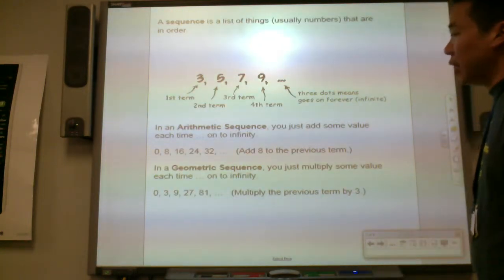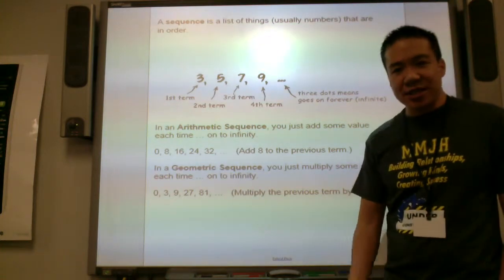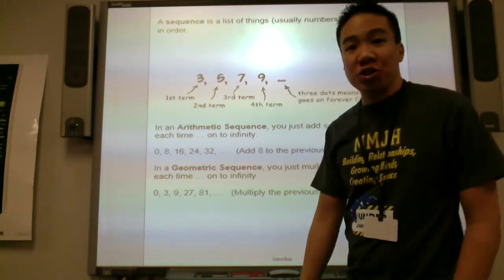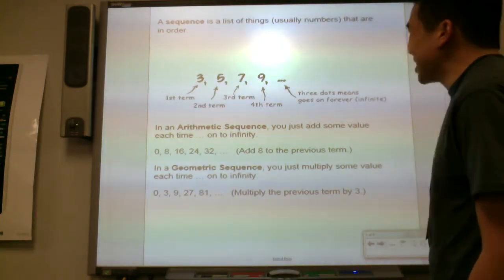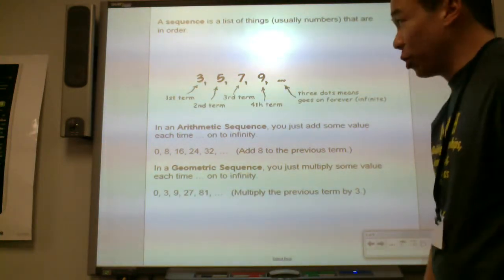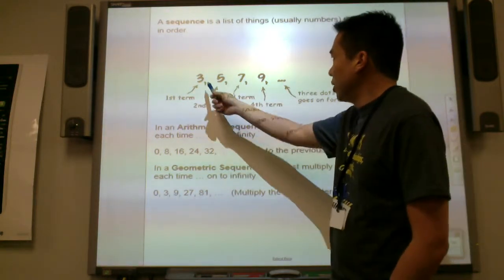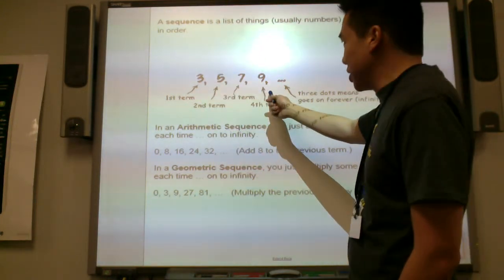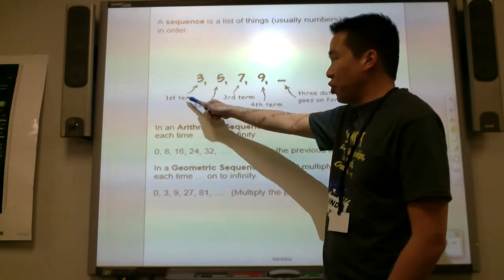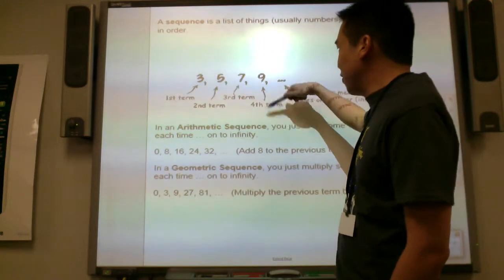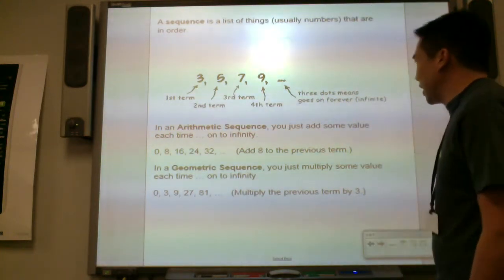So today we're going to talk about patterns, sequences, like different patterns. A pattern can also be called a numerical sequence using numbers. So it's a list of things, usually numbers, that are in order. For example, these numbers are in order: 3, 5, 7, 9. So it's counting by 2, as you can tell. The first term, or the first number, is 3. The second term is 5. The third term is 7. The fourth term is 9. Three dots mean it goes on forever.